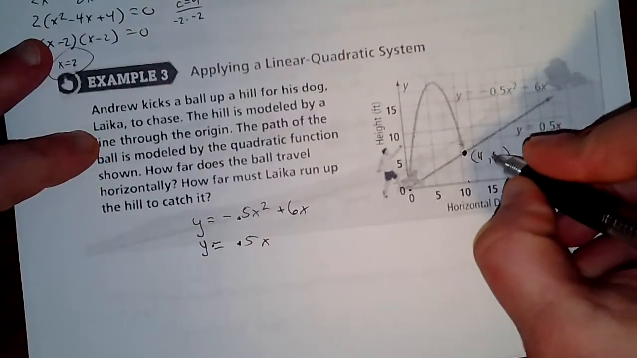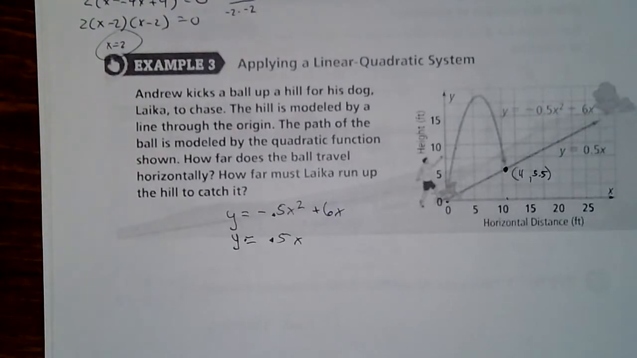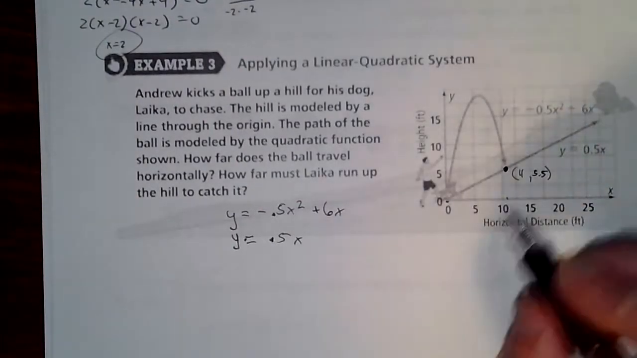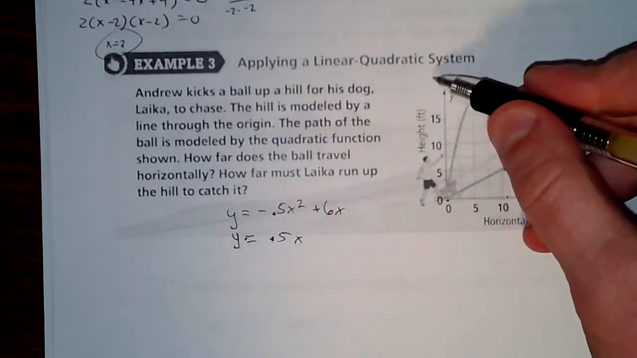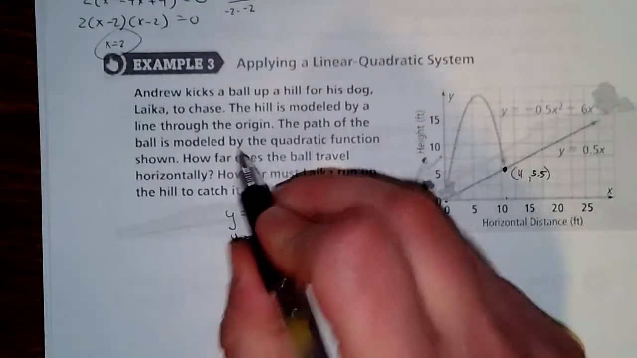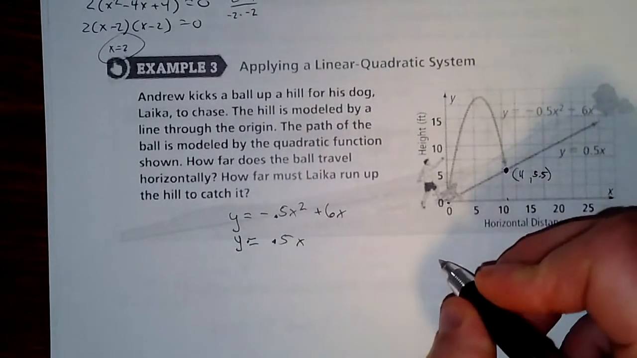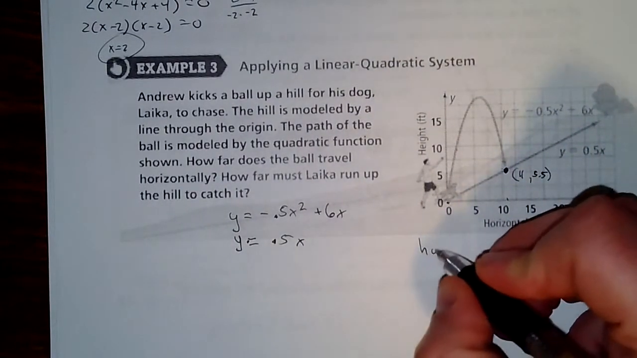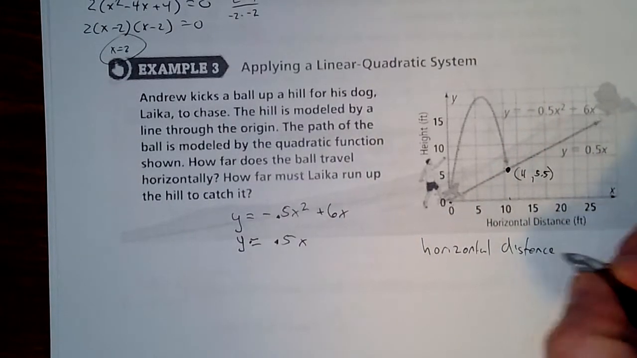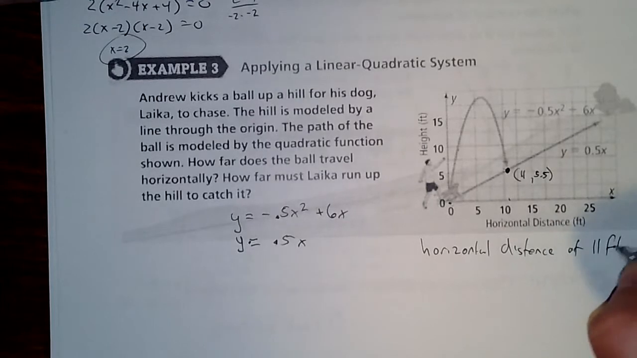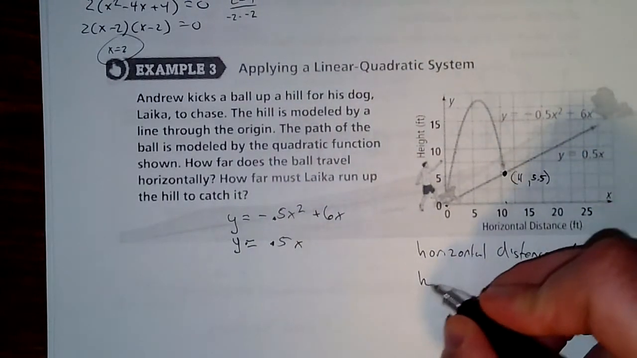So 11 and 5.5. Now the other piece to this that I notice tends to burn students the most is what do these numbers mean? Remember, the first number is your X coordinate and the second number is your Y coordinate. If you read the labels or go back and read the problem, you know what these are. So the 11 is the horizontal distance. So we'd say a horizontal distance of 11 feet, and it reaches a height of 5.5 feet.